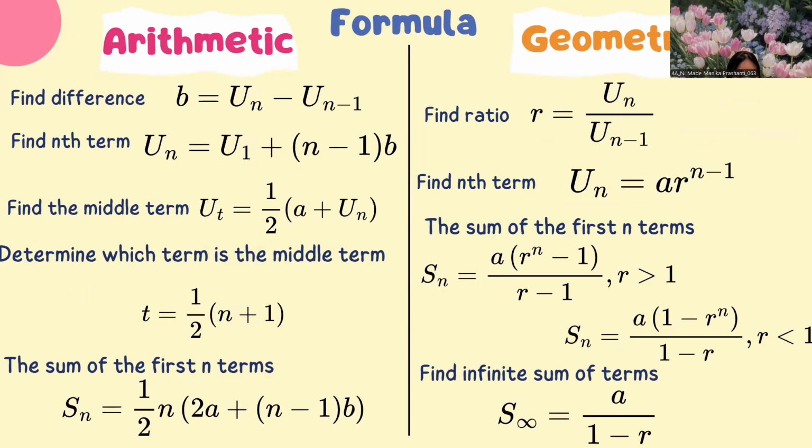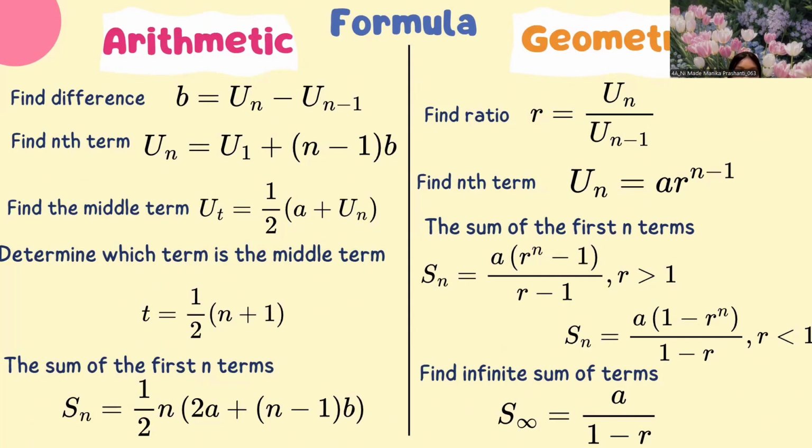Now, we'll learn about the formulas for arithmetic and geometric sequence and series. You can pause this video to note down the formulas first. Okay, in arithmetic, we find the difference with the formula b equals Un minus Un-1. But in geometric, we find the ratio with the formula r equals Un divided by Un-1.